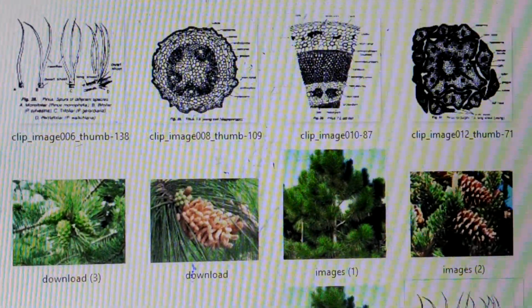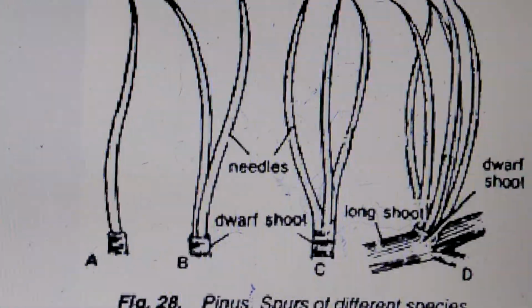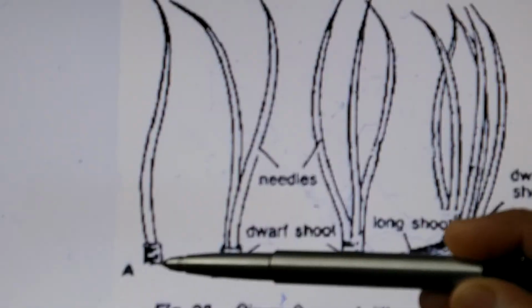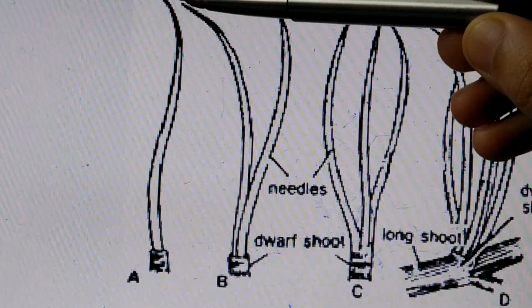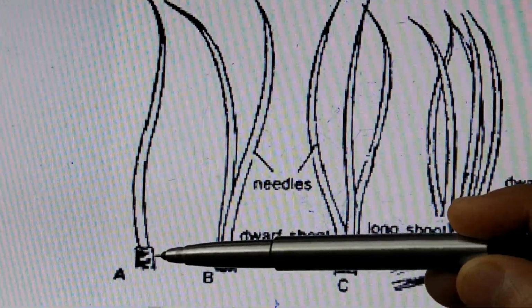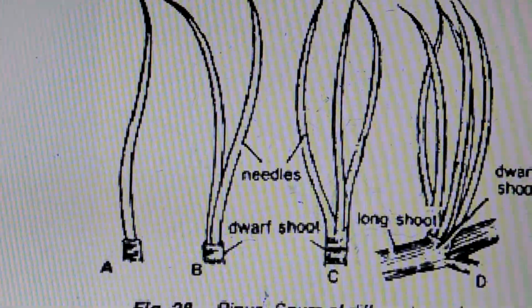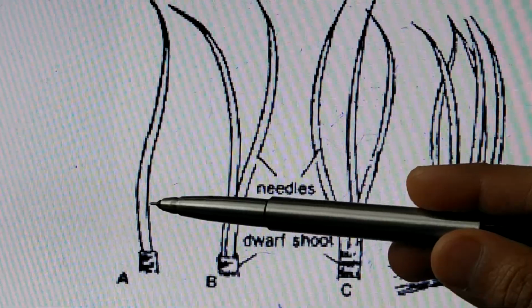So this is the image. The Pinus spur having only one: this is a dwarf shoot, and this is a needle shaped leaf like structure. So a dwarf shoot containing only one needle is found in the case of Pinus monophylla. This condition is called monofoliar or unifoliar.